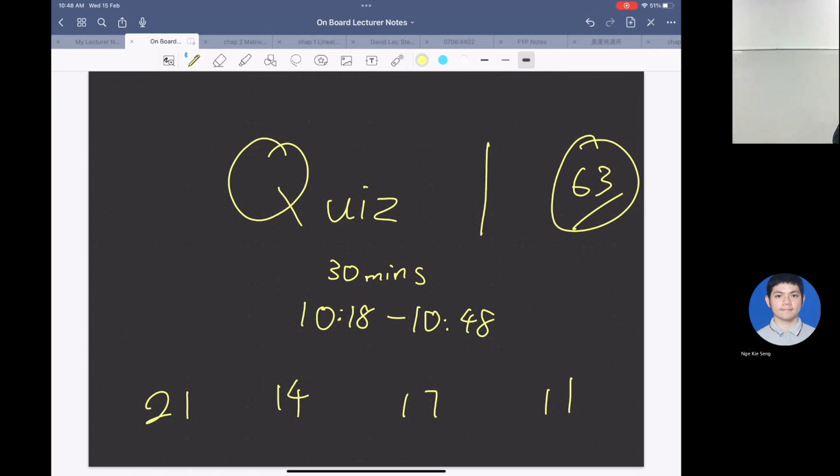Once you're done, you can pass to the front. The person who collects, please check the number is correct. 63 of you attended, so all of you come. Please sign the attendance sheet before you leave. Some of you haven't signed it.